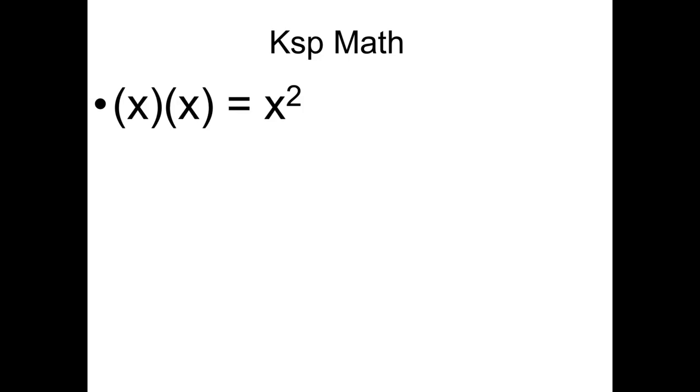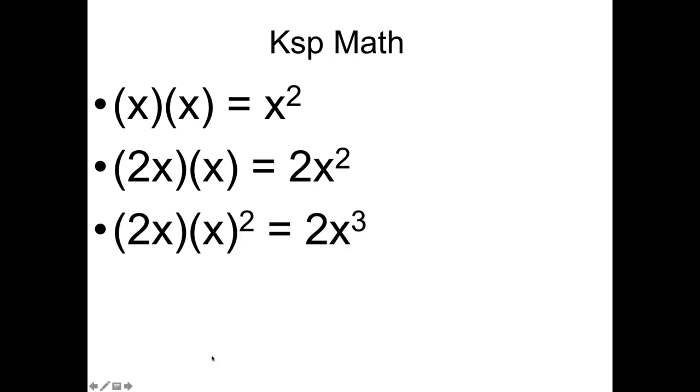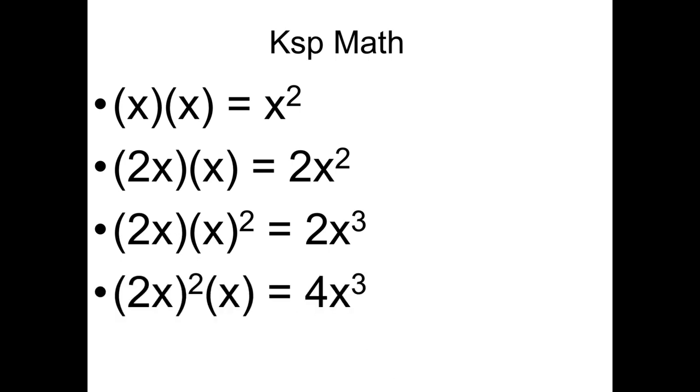So for Ksp math, this is what you need to know. If you have x times x, that's going to be x squared. If you have 2x times x, that's going to be 2x squared. If you have 2x times x squared, that's going to be 2x cubed, because this will be x squared times 2x. And if you have 2x squared times x, when you distribute this through, that's going to be 4x squared times x to get us 4x cubed.